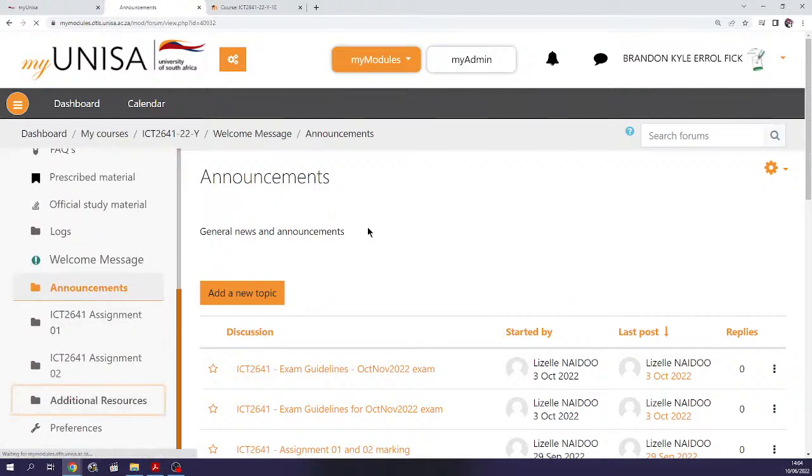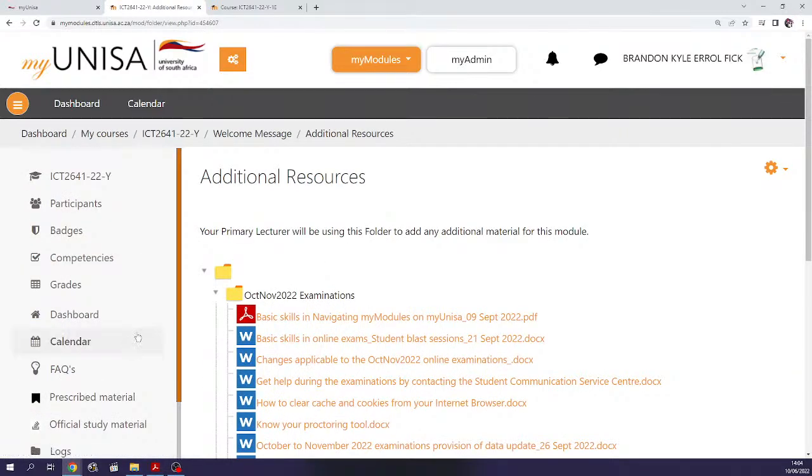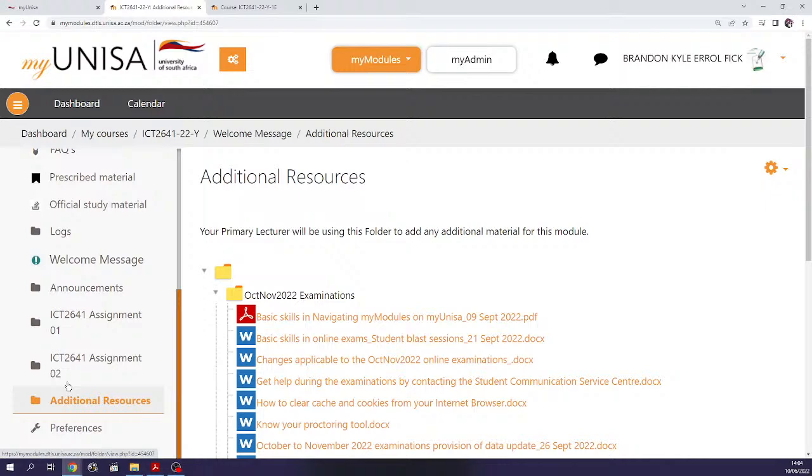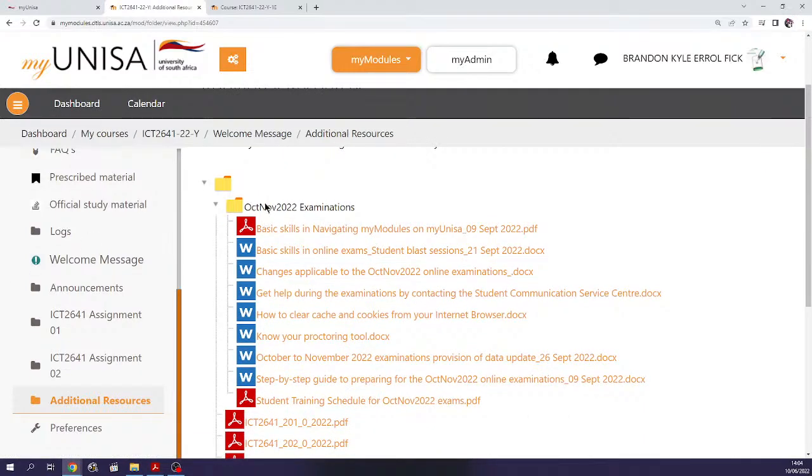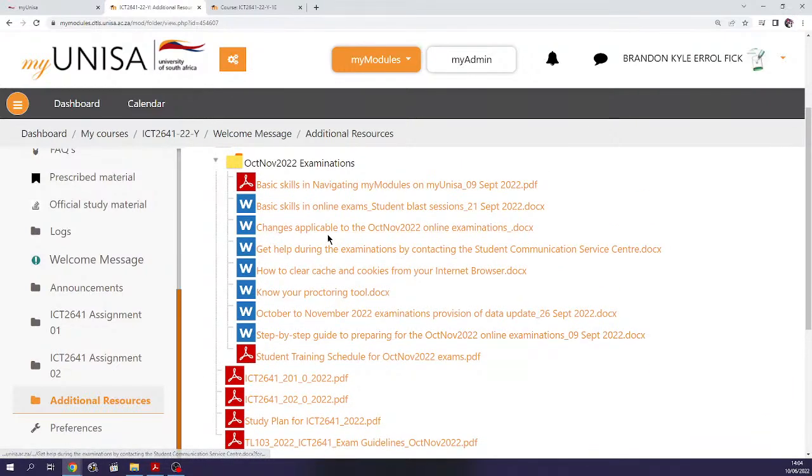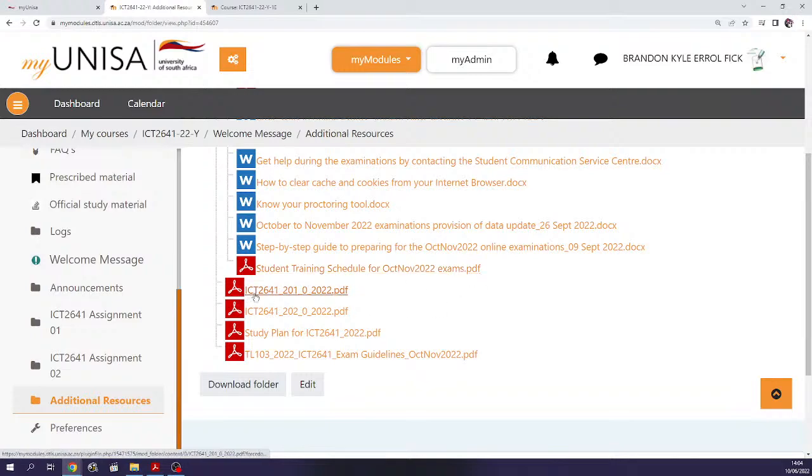If you are looking for the memos, press Additional Resources on the sidebar and then navigate. This is the exam material. I probably won't go through all of it, but I'll emphasize how important it is later on in the stream. These are the ICT2641 tutorial letter 1 and tutorial letter 2. This is the Assignment 1 memo and this is the Assignment 2 memo.